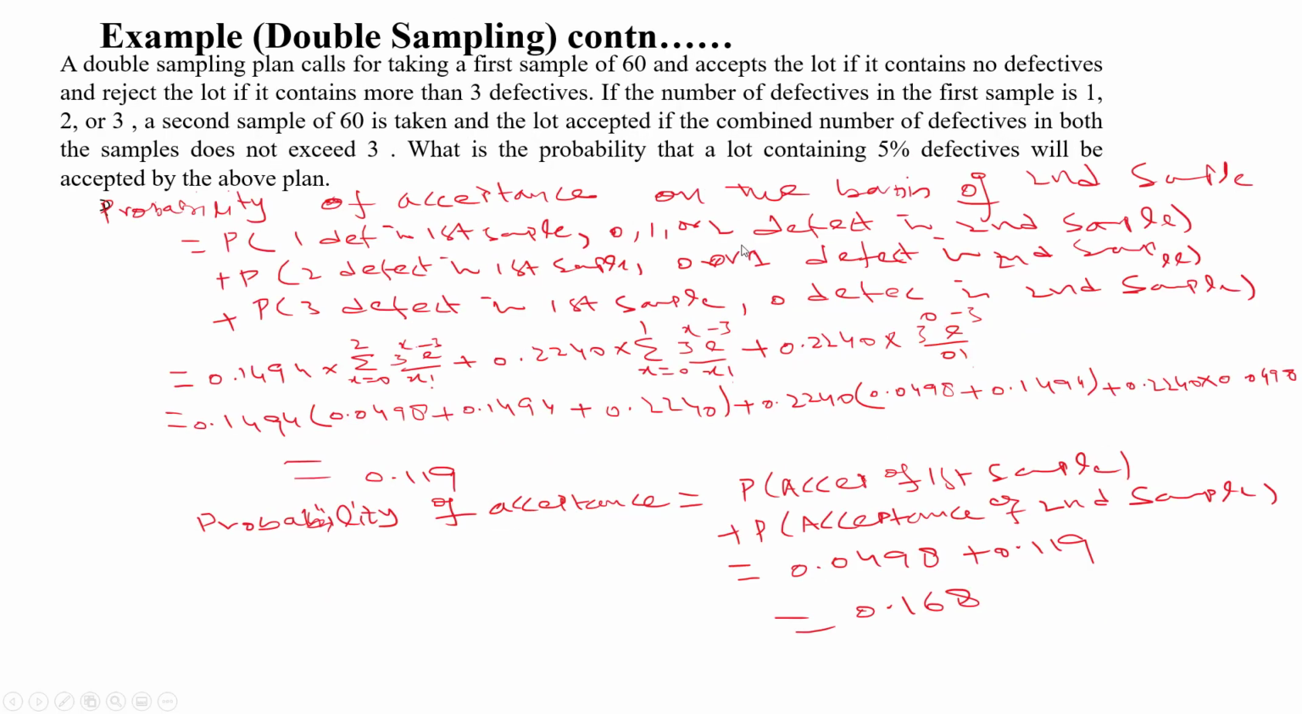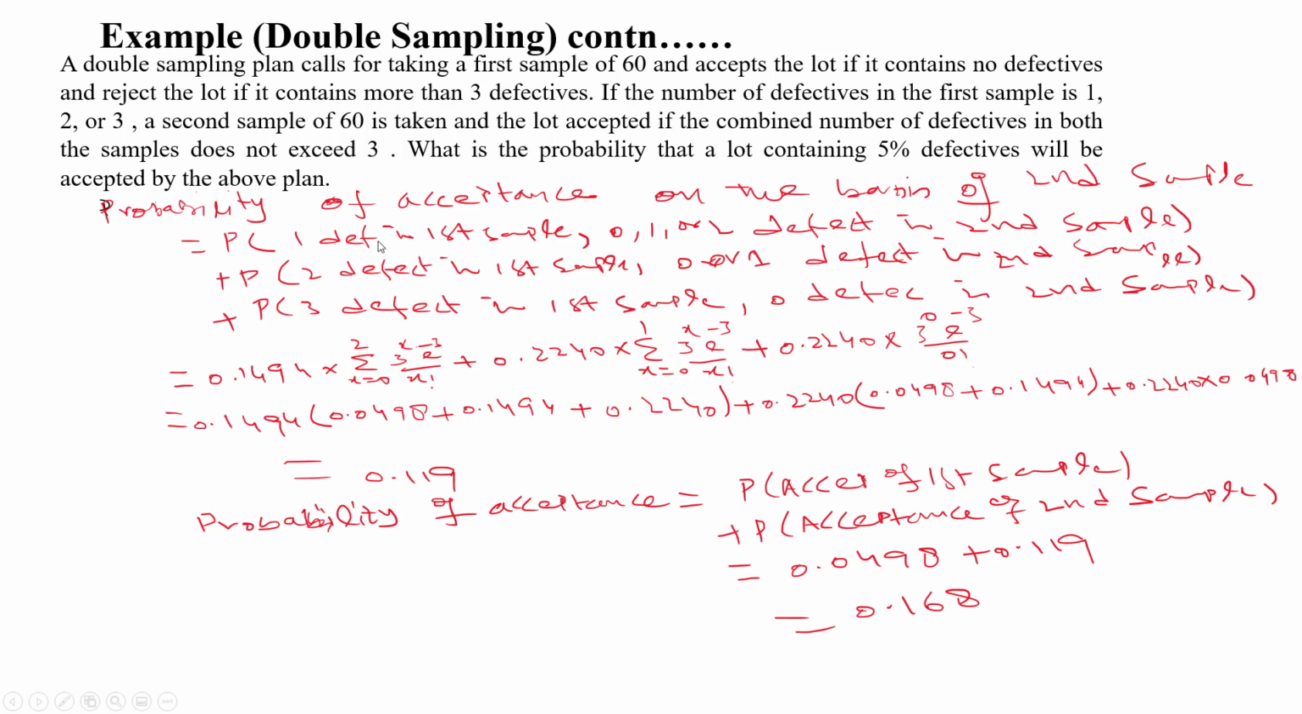So now we are coming to the second sample. Probability of acceptance on the basis of the second sample. Now we will calculate the chances. So what will be the chances? One defective in the first sample, because the lot will be rejected if it contains more than 3 defective. So now it will be a combination.